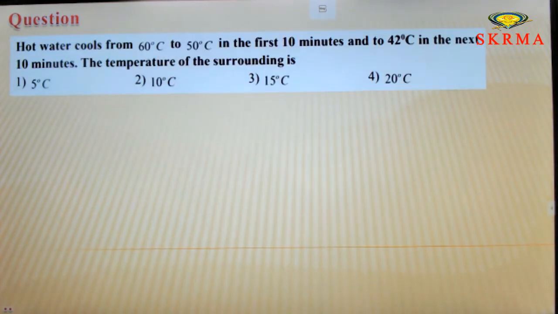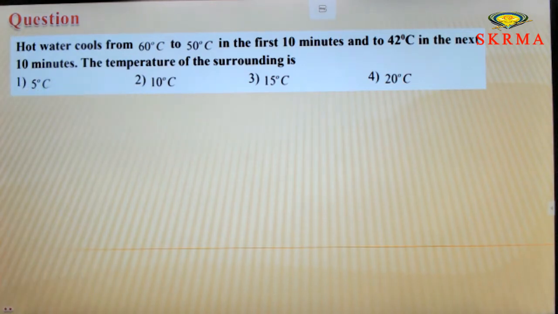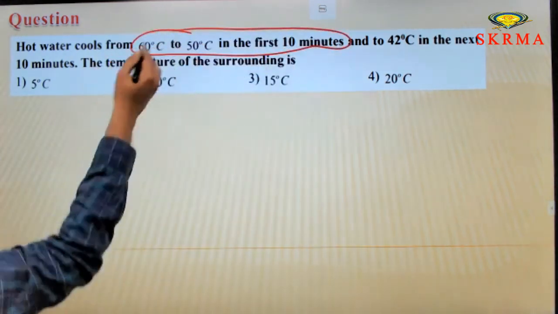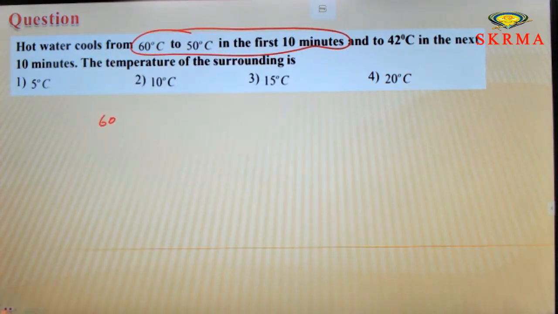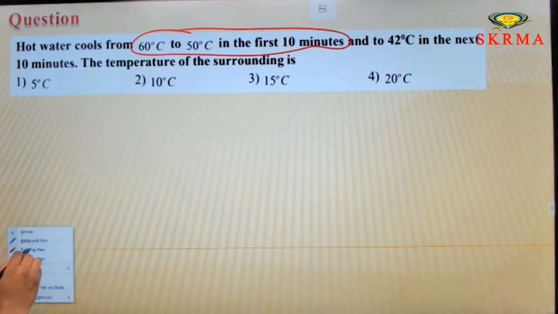Next important model, hot water cools from 60 degrees centigrade to 50 degrees centigrade in the first 10 minutes and to 42 degrees in the next 10 minutes. Then the temperature of the surrounding is? Now write down the equation for this one. So change in temperature is how much? 60 minus 50. Which formula we need to use? That is Newton's law of cooling.